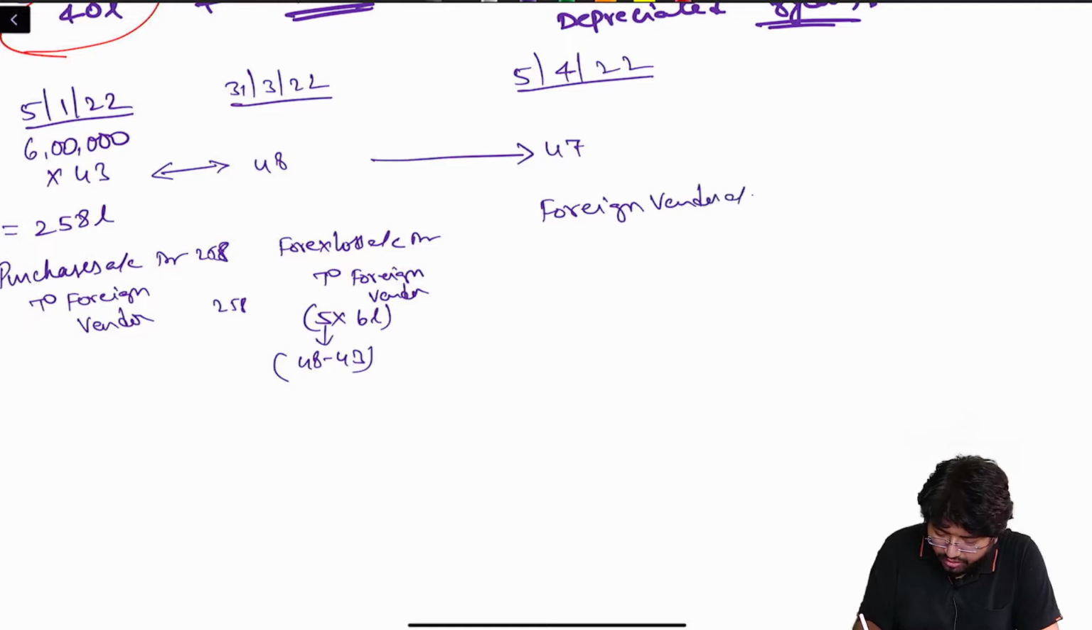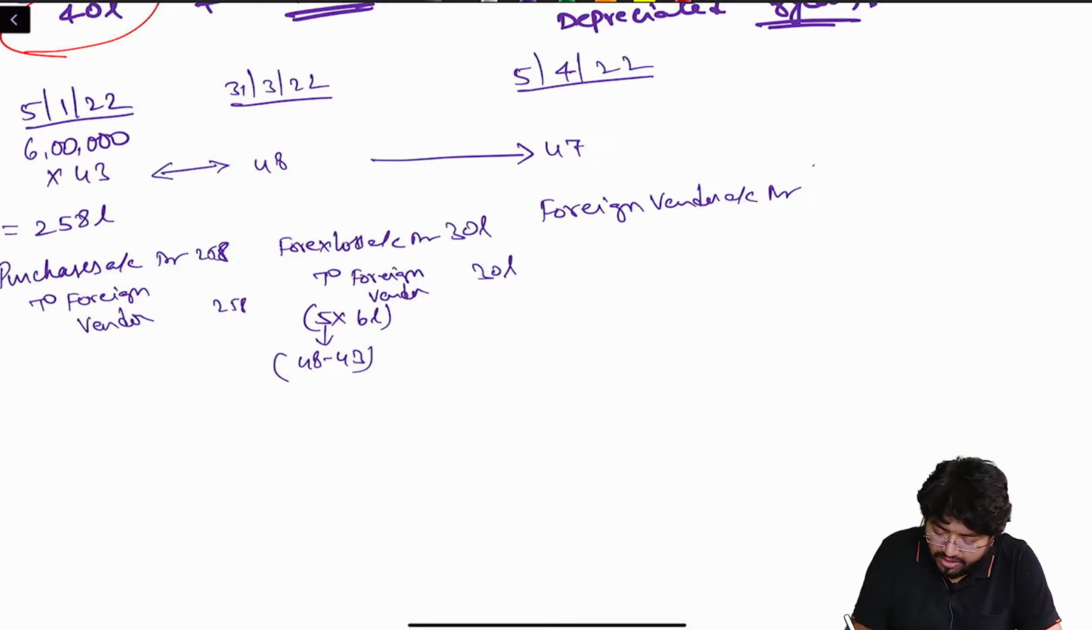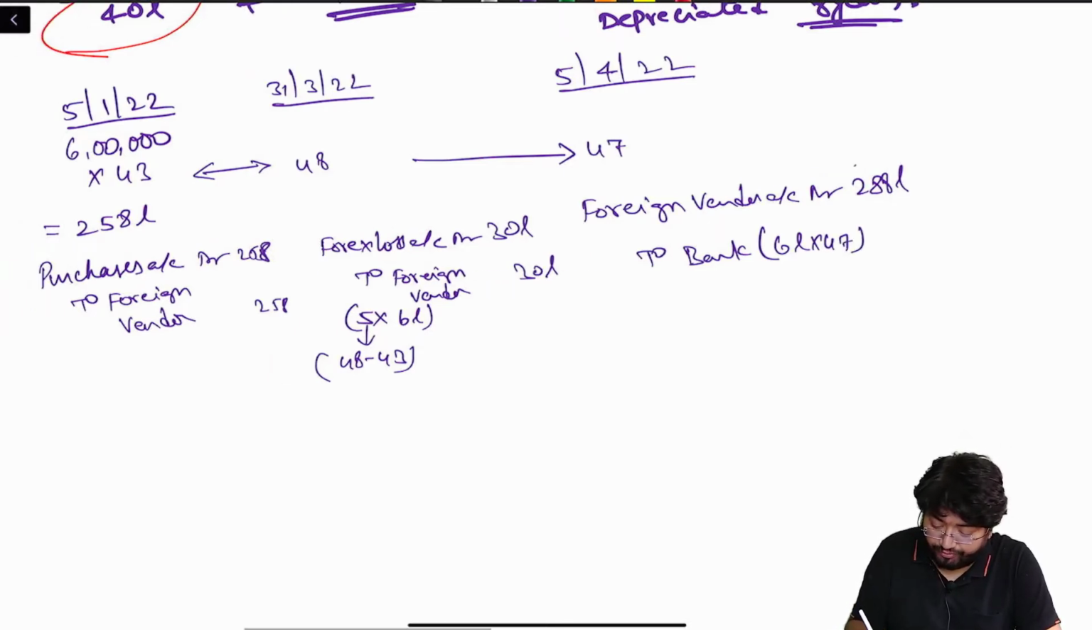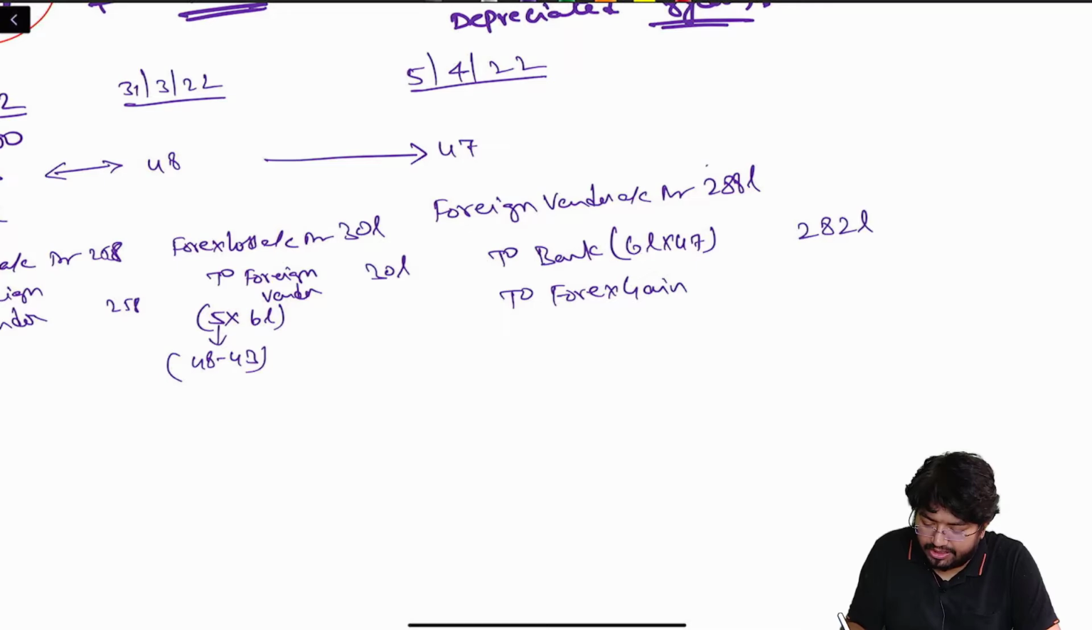Foreign vendor account debit. How much already is there in my books of accounts? 258 plus this is 30 lakhs. So that means it is 288. Am I correct? Please correct me if I am wrong. Calculations. Yes, sir. Okay, 288 lakhs is what is there. To bank, I am going to pay only 6 lakh into 47 rupees, which comes to how much? 282, sir. Forex gain. So it is basically 282 lakhs and forex gain is 6 lakh rupees.